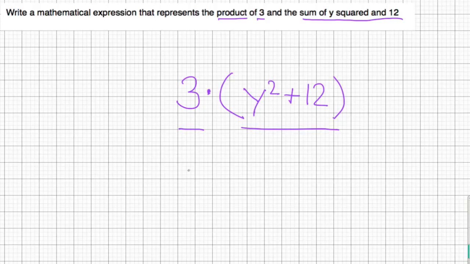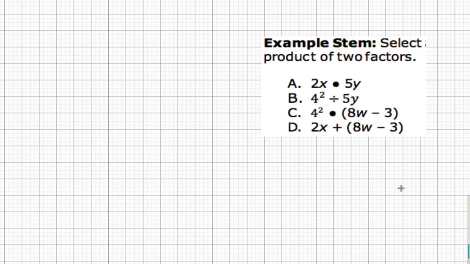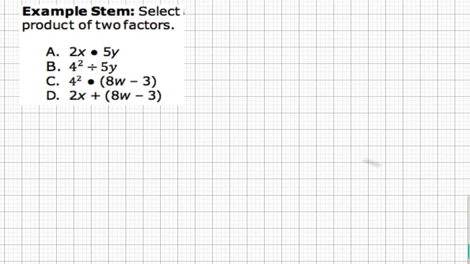Okay, so we always expect factors to be something like 3 times 4, where this is a factor and this is a factor. But we can look at a product this way also, right? 3 times a sum. All right, great. Let's take a look at something else here. All right, so here's an example problem.